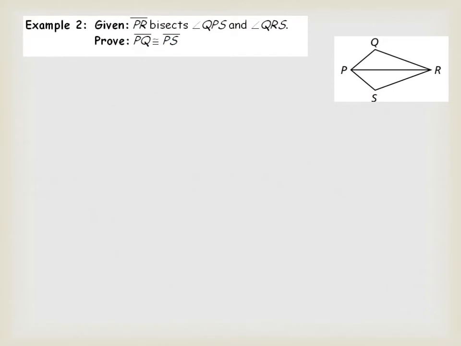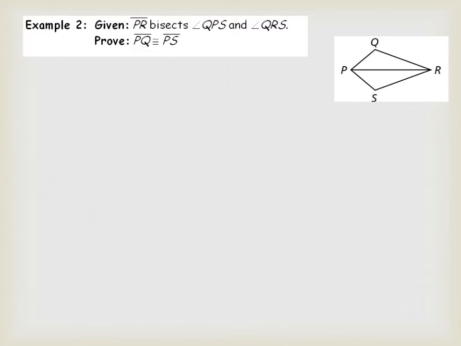Let's do it again with a different picture. Okay? If you want, pause the video now and see how far you can get. Otherwise, here we go. So we are told that PR bisects the angle QPS and the angle QRS, and we need to prove that PQ is congruent to PS.